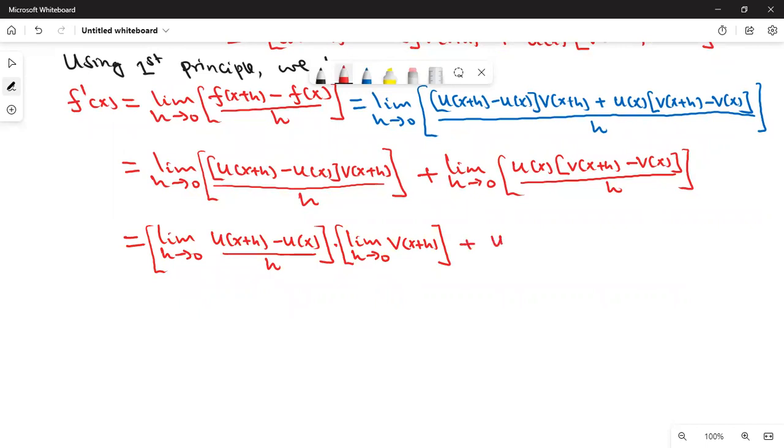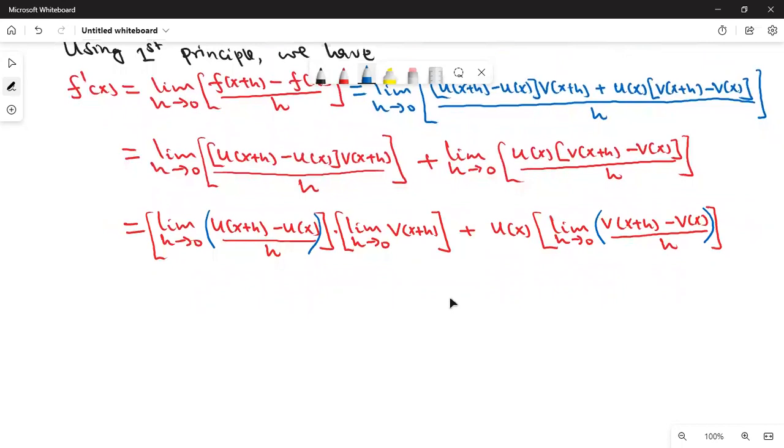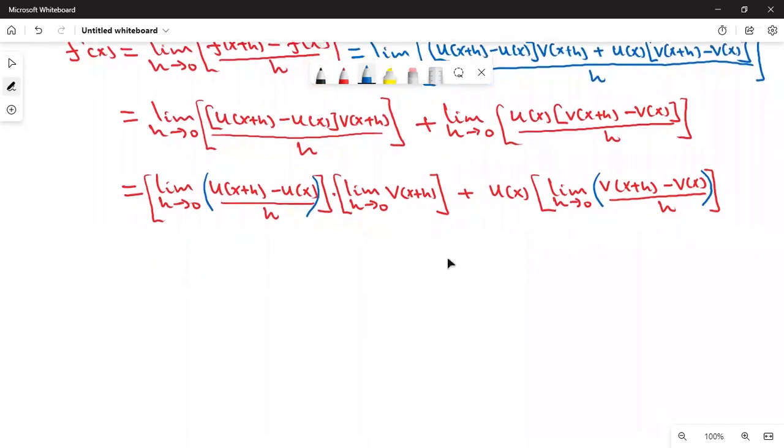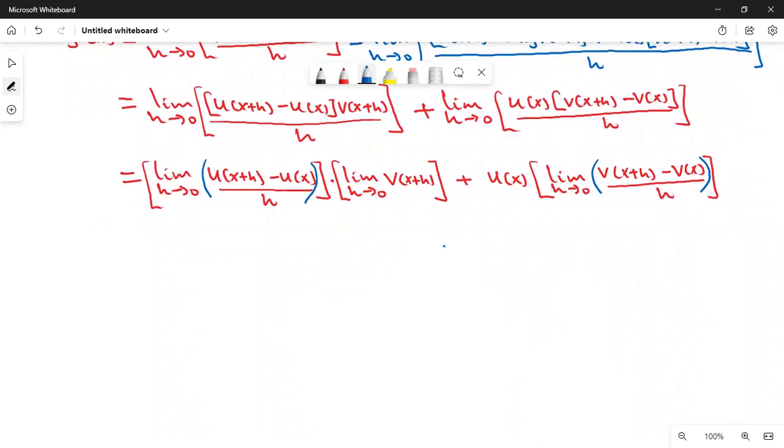Then plus, here u of x does not depend on h, so I can factor that out, times the limit as h approaches 0 of v of x plus h minus v of x, everything divided by h. This can be in bracket, and this is also in bracket. So now you need to ask yourself, which technique can I use here? The best way is to use direct substitution to evaluate this limit.